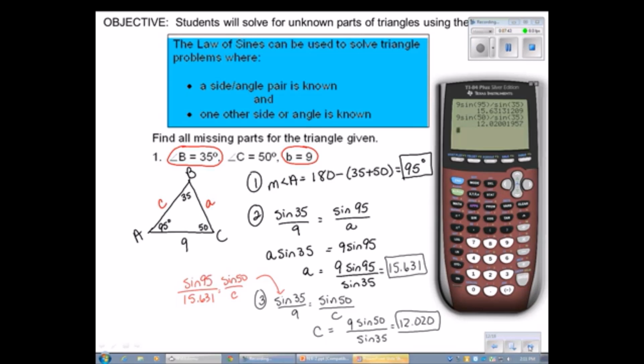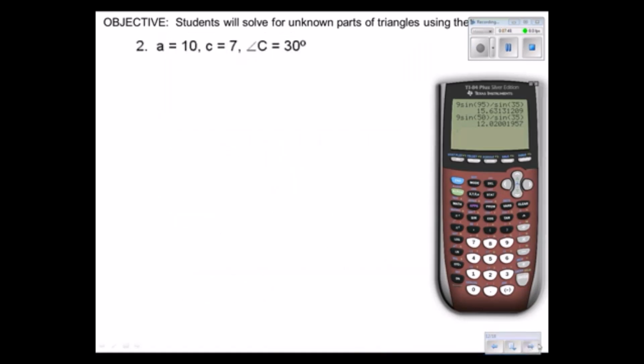All right, here's another example. Draw a triangle. Label your angles. Across from angle A, the length is 10. Across from angle C, the length is 7. And the measure of angle C is 30. And this is why I can use the law of sines. I have a side angle pair.